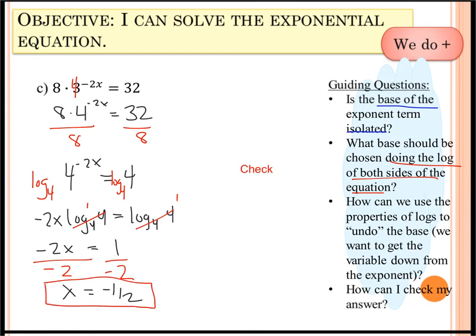So now let's check our answer by plugging it back into our equation and see what we get. So I've got 8 times base 4, and then negative 2 times negative 1, that would make a positive 1. 4 to the 1 power is just 4, and I have 4 times 8, that would give me 32, which is what's on the other side of the equal sign, so that does check out just fine.